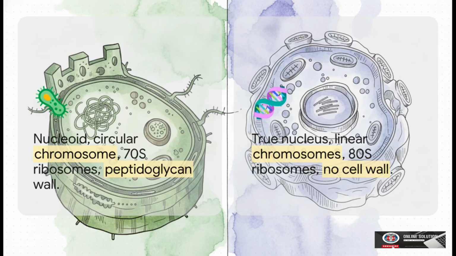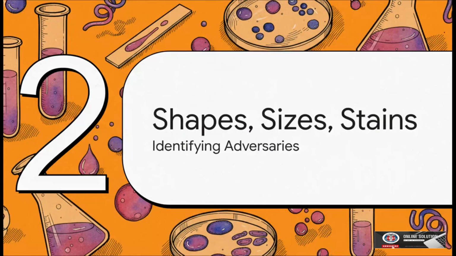And here is a massive, high-yield fact for your exams, so listen up. Bacteria do not have mitochondria. No way. Instead, they literally have to use their own plasma membrane to house the electron transport chain for respiration. Keep that in the back of your mind, because these unique bacterial structures are exactly what our antibiotics are designed to attack.